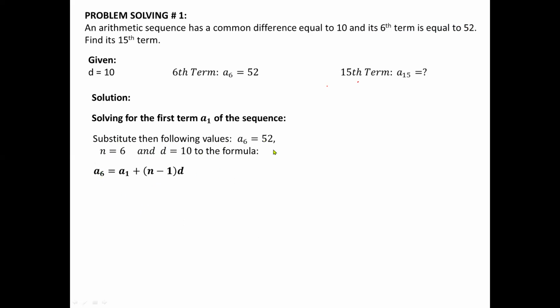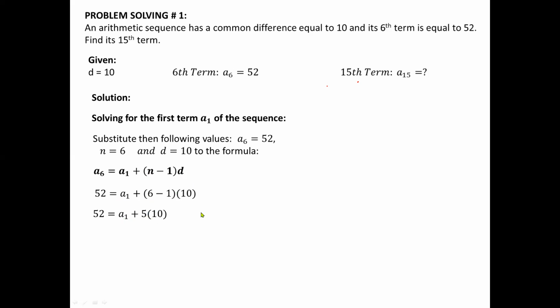A sub 6 is 52. A sub 1 is unknown, but n is equal to 6. Common difference is 10. 52 is equal to a sub 1 plus 6 minus 1 times 10. But what is 6 minus 1? Simply equal to 5. That's why we have 52 is equal to a sub 1 plus 5 times 10.